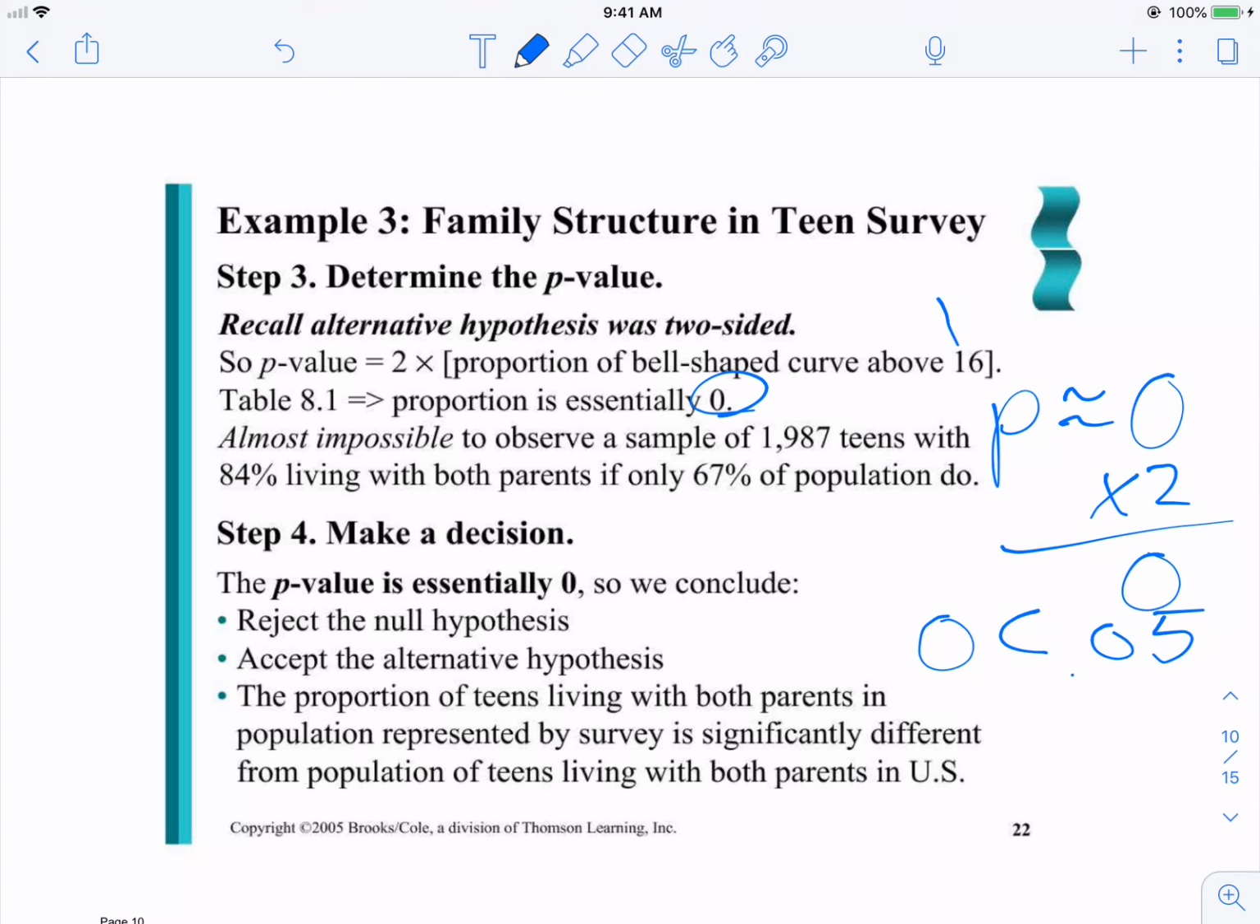So p is low. We reject the null hypothesis and accept the alternative hypothesis. We believe that we have evidence that the proportion of teens living with both parents in the population represented by this survey is significantly different from the population of teens living with both parents in the U.S.